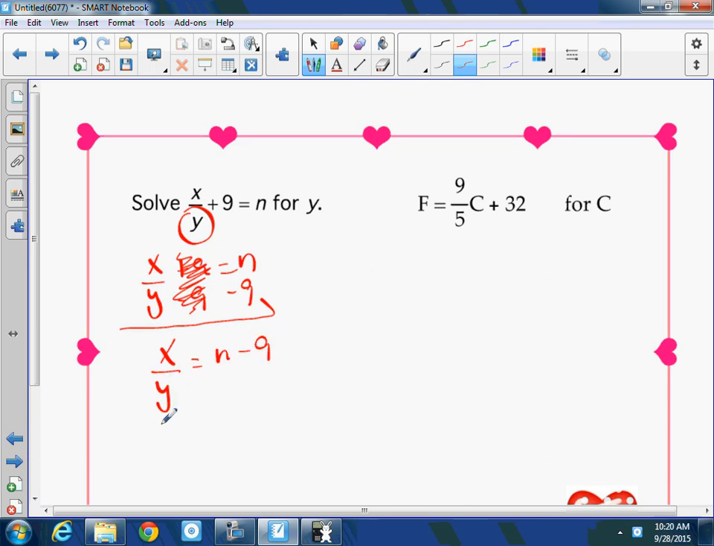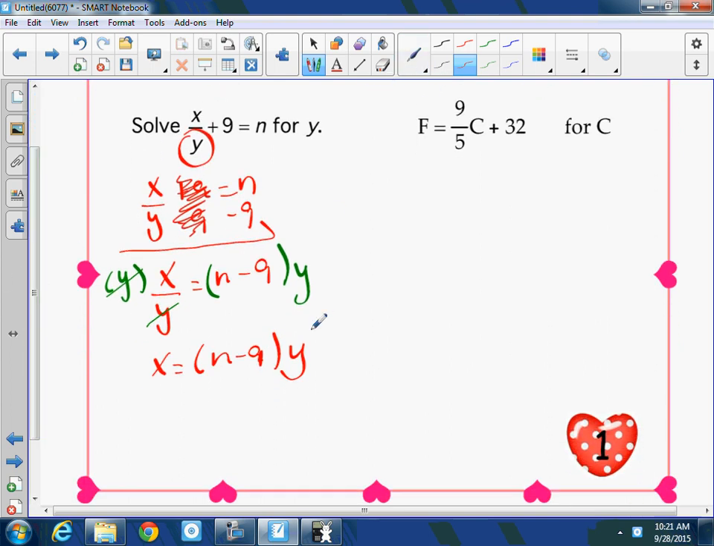Now, the y cannot be my denominator, so I'm going to have to put it at the top. So if I put it at the top, I'm going to have to multiply by it because it's divided. So I'm going to multiply it over here, which cancels it over here. But when I multiply it over there, it's multiplied by everything. So now I got x equals n minus 9 times y.